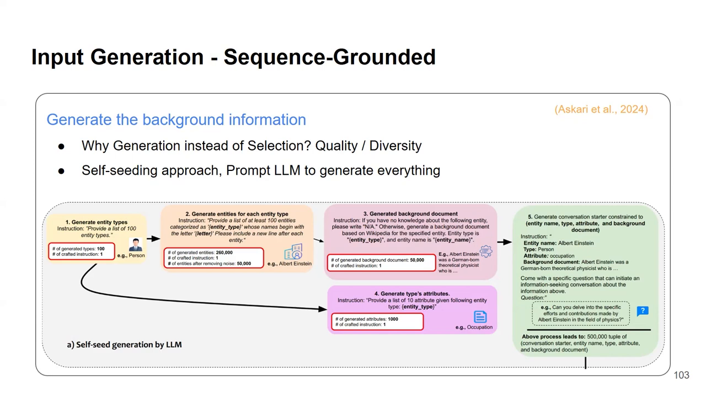So in the paper called SODA, they do that, and they prompt the LLM to generate, we can say, everything. They first generate the entity type, and then they generate some entities for the specific entity type, and they ask the LLM to generate the background document for that. So at the end of the day, they have a conversation seed that contains the entity with different information and also background documents.